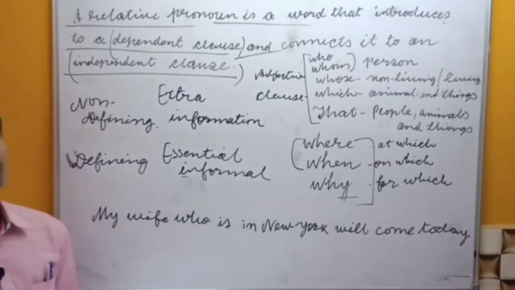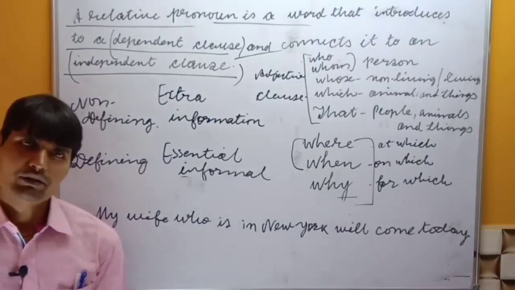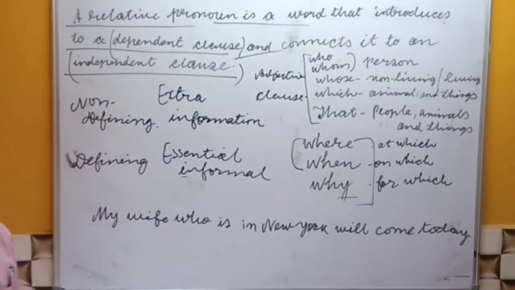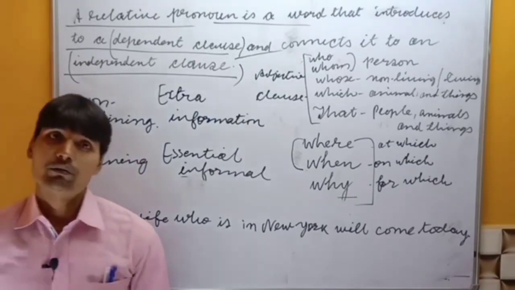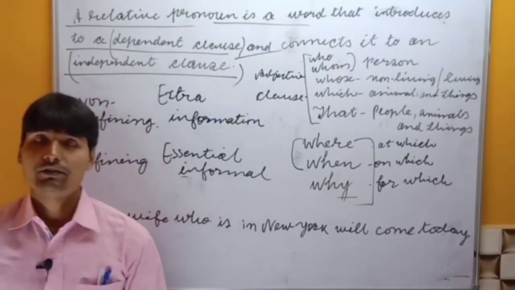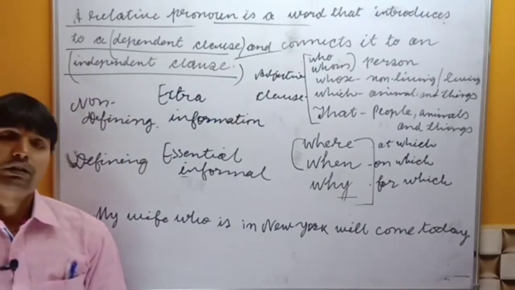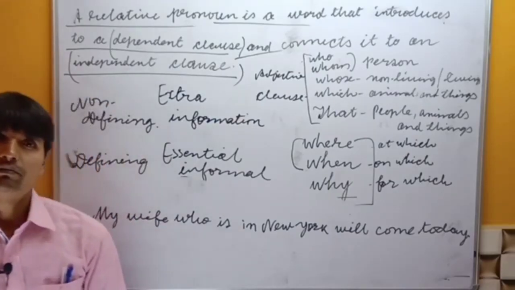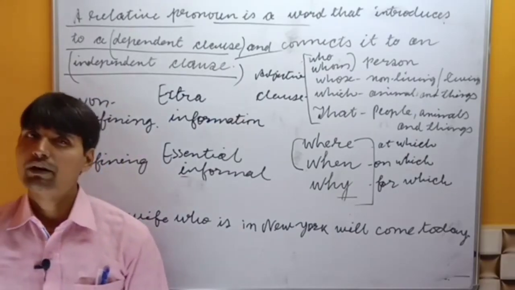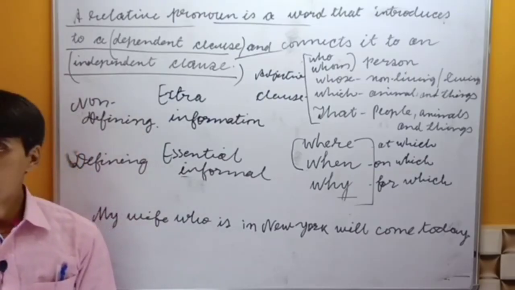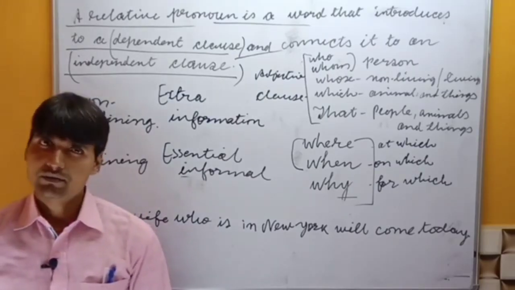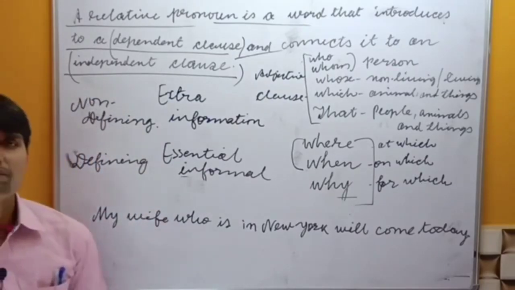Can't we write the same sentence in a non-defining order? Yes, you can write it, but only when you have a single wife. But for a person who has more than one wife in some culture where it is practiced, or who has more than one wife but one wife is dead and he has married another, this sentence would be acceptable.